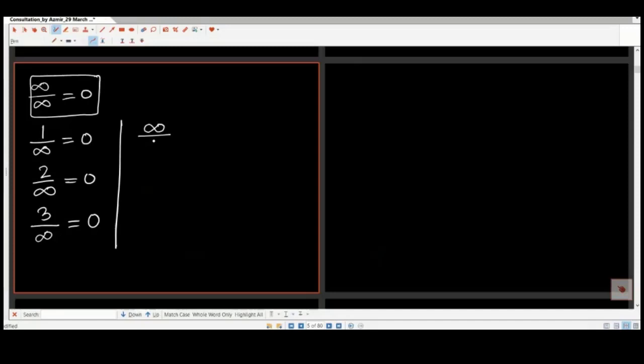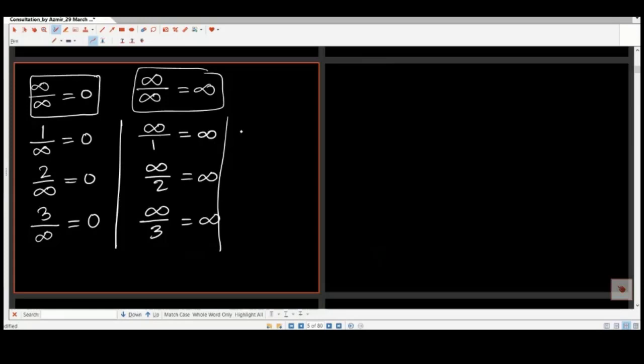Suppose we have infinity over 1, that is infinity. Infinity over 2, that will be infinity. Infinity over 3, that will be obviously infinity. So if we follow this pattern, then infinity over infinity will be infinity.